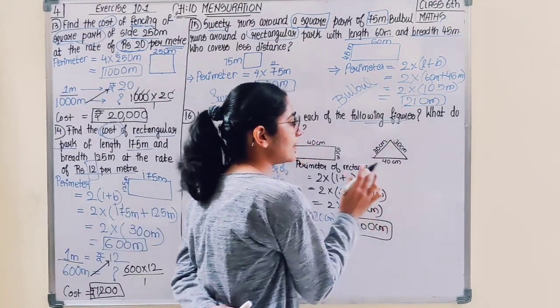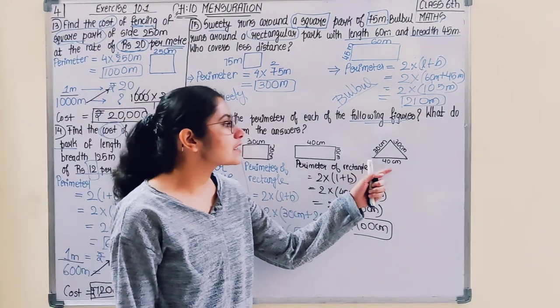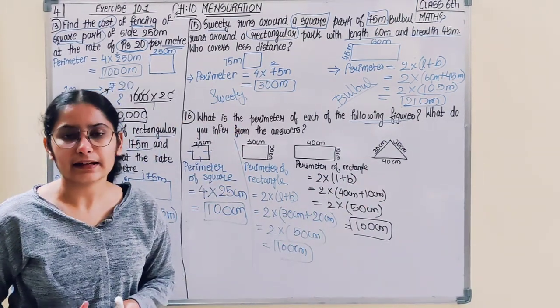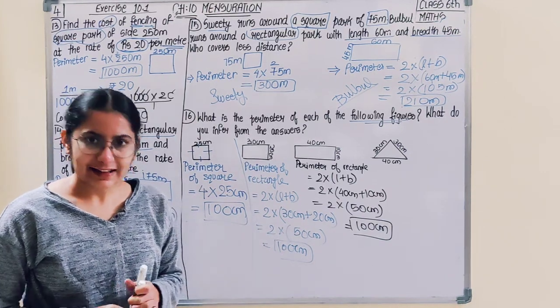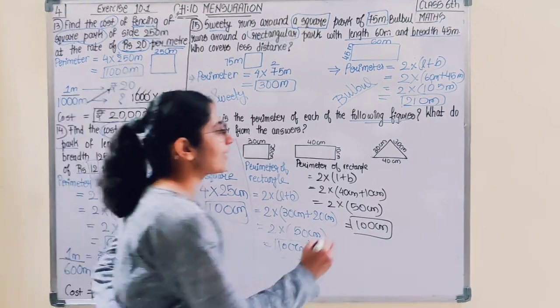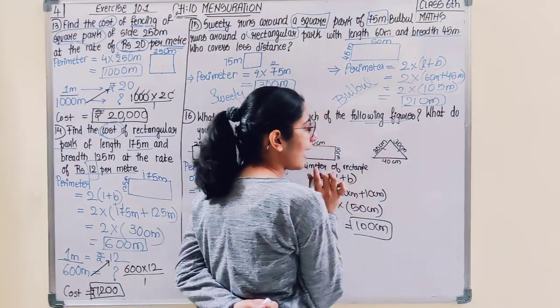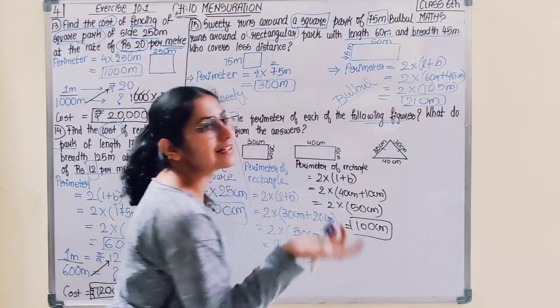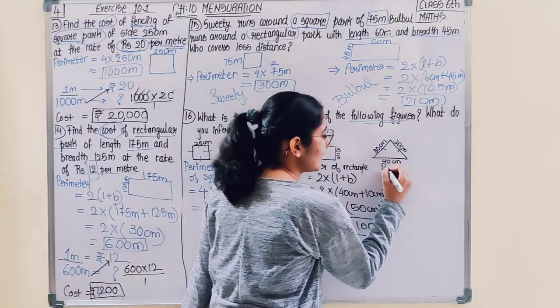Perimeter of given triangle. Can you identify this type of triangle? Is it an isosceles triangle or equilateral triangle? I think you are saying isosceles triangle. Yes, it is an isosceles triangle because two sides of this triangle are equal and the third side is different from the rest two sides. Okay?